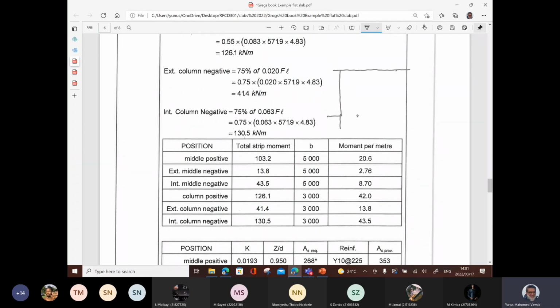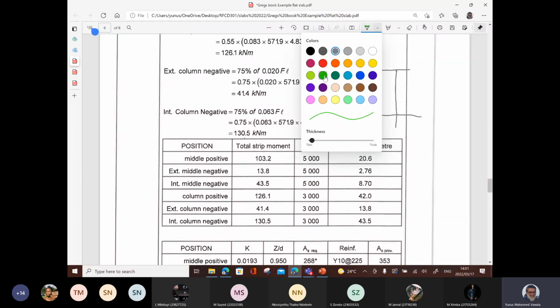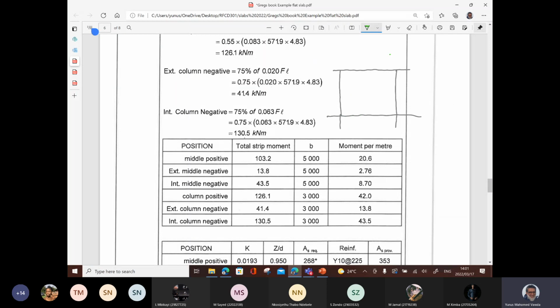And of course, that's the grid line of the columns now. And that side is the wall, don't forget. So now what we're saying is, in that middle strip, just bear with me as I try and split this whole thing up. We got the middle strip in here, in this light green, because that's the direction we're considering. The span is that way. And I've got here middle positive.